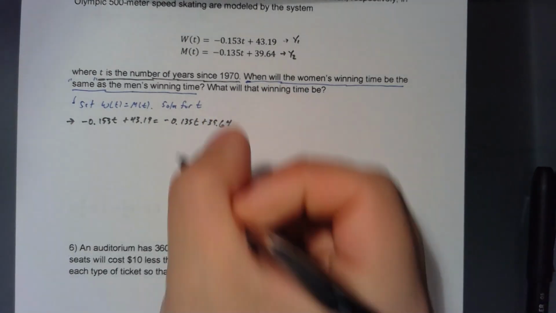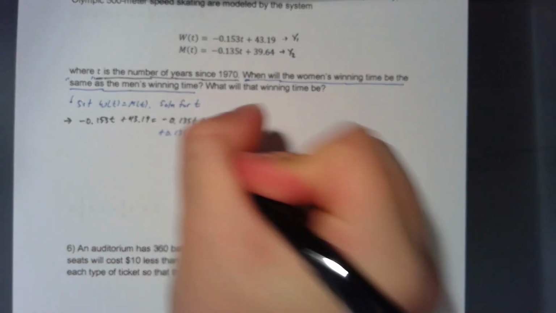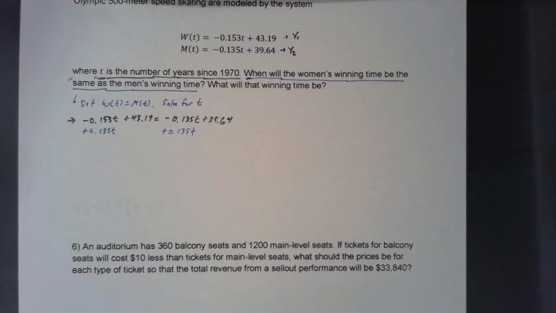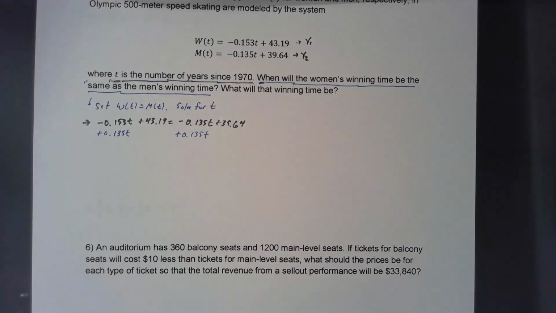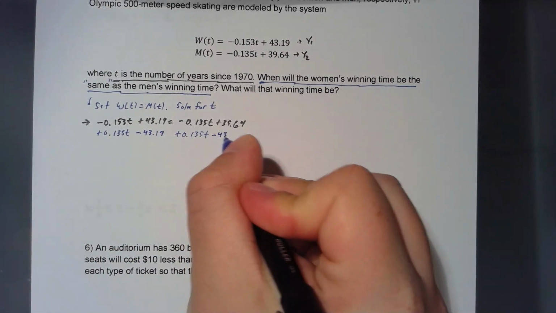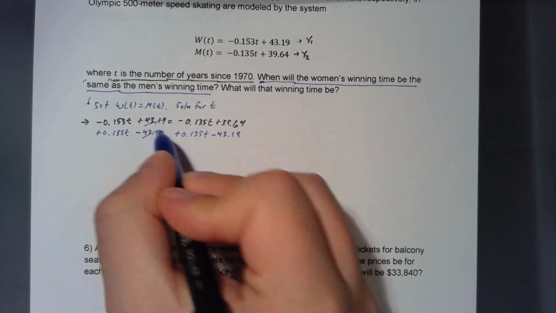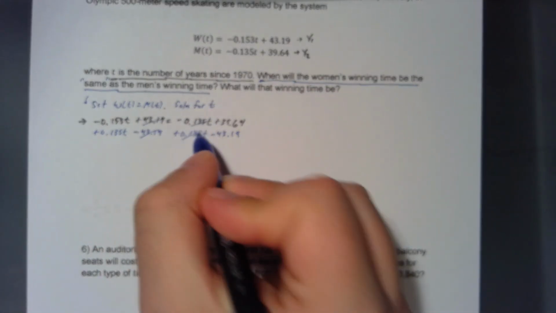Bring the t's to one side, so let me add them to one side. Oh, my camera is being really stupid. And let me subtract 43.19. So that cancels. That cancels.